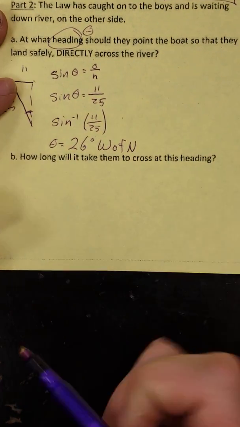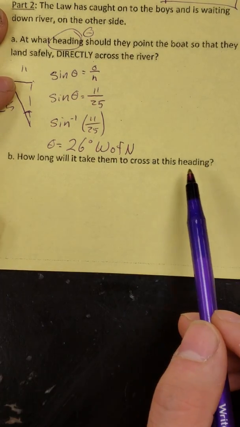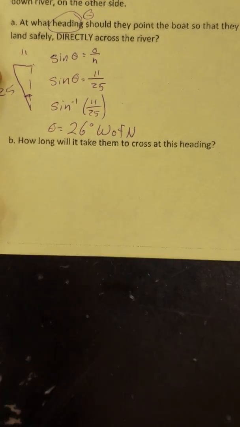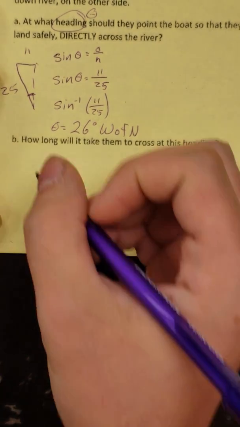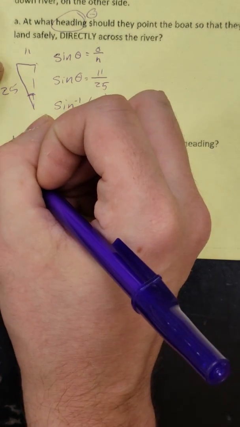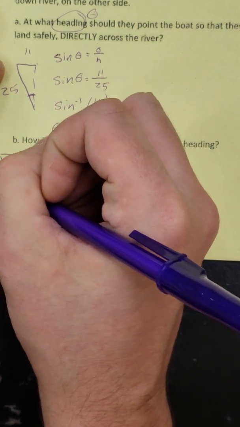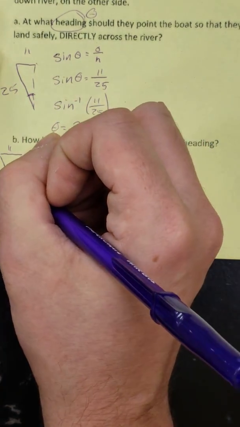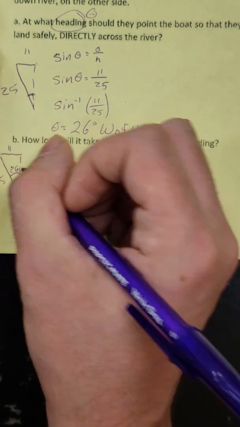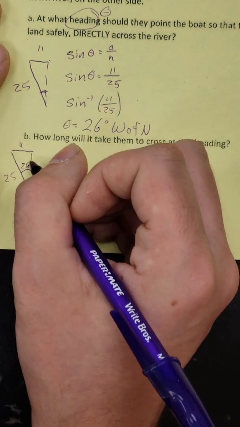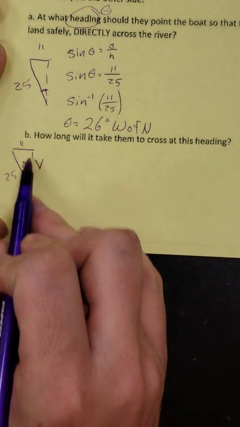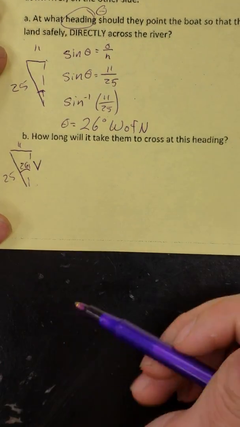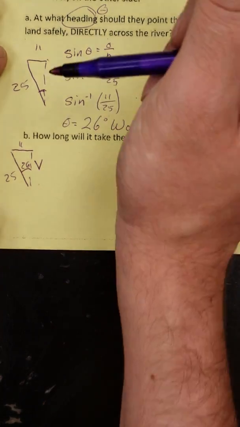So now we want to know how long it will take for them to cross at this heading. Just like before, let me draw my triangle here. We know 25, we know 11, we know our angle is 26. What we need to figure out first is this velocity, because this is the speed the boat's actually going to get pushed in the northern direction. And we know the distance that they will travel going north.